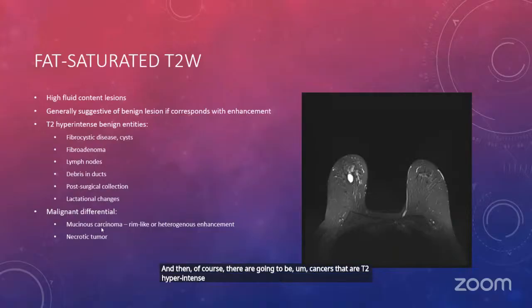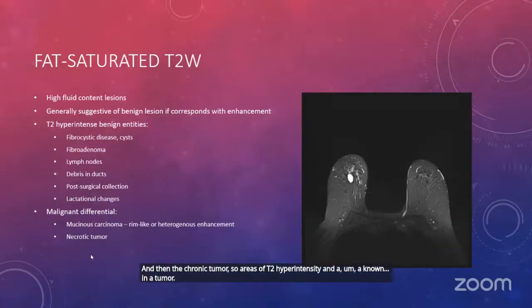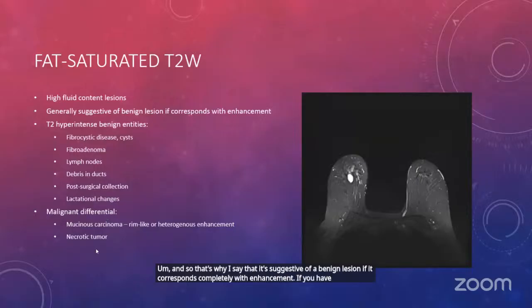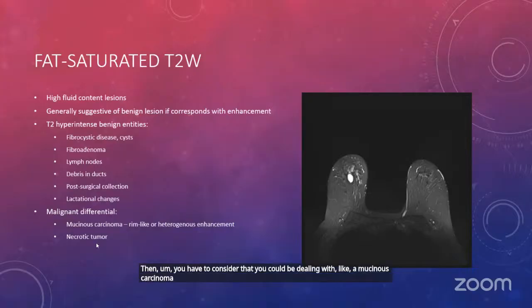So mucinous carcinomas are known for being T2 hyperintense with rim-like or heterogeneous enhancement. And then necrotic tumor, so areas of T2 hyperintensity within a tumor. So that's why I say that it's suggestive of a benign lesion if it corresponds completely with enhancement. If you have areas of T2 hyperintensity that are less than the whole mass, then you have to consider that you could be dealing with a mucinous carcinoma or areas of necrosis within the tumor.